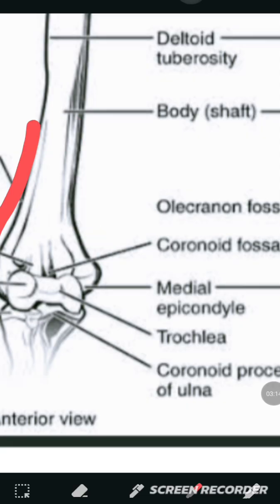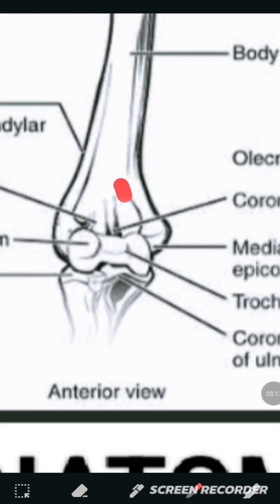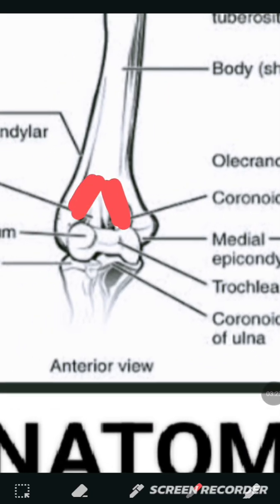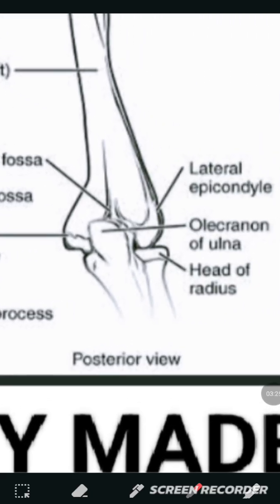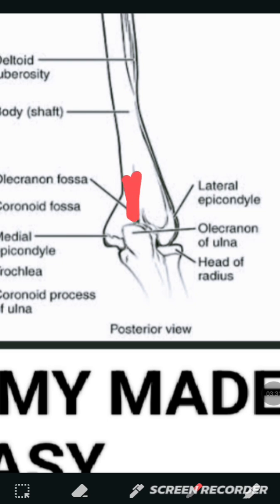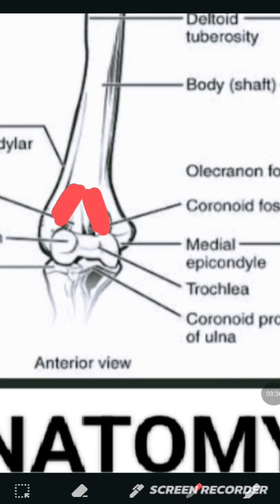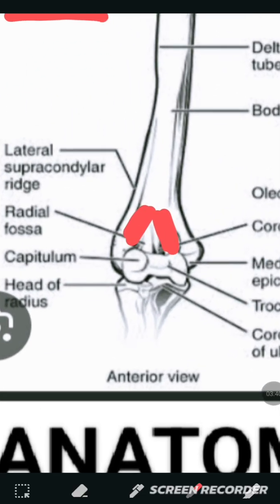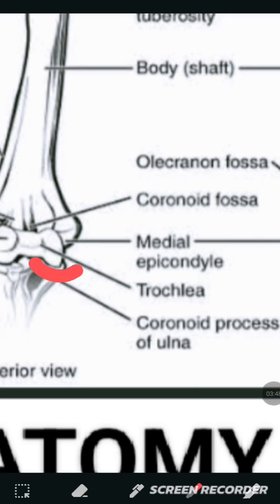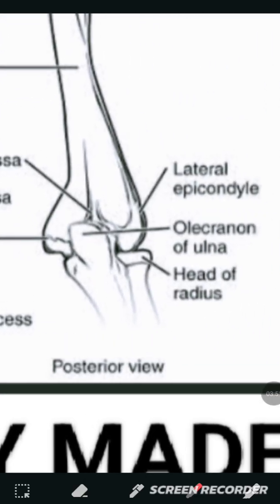Similarly, we have three fossas. This fossa is called the coronoid fossa, this fossa is called the radial fossa, and on the posterior side we have another fossa, which is called the olecranon fossa. So we have three fossas: the olecranon fossa, the coronoid fossa, and the radial fossa. The coronoid fossa is for the coronoid process of the ulna, and the olecranon fossa is for the olecranon of the ulna.